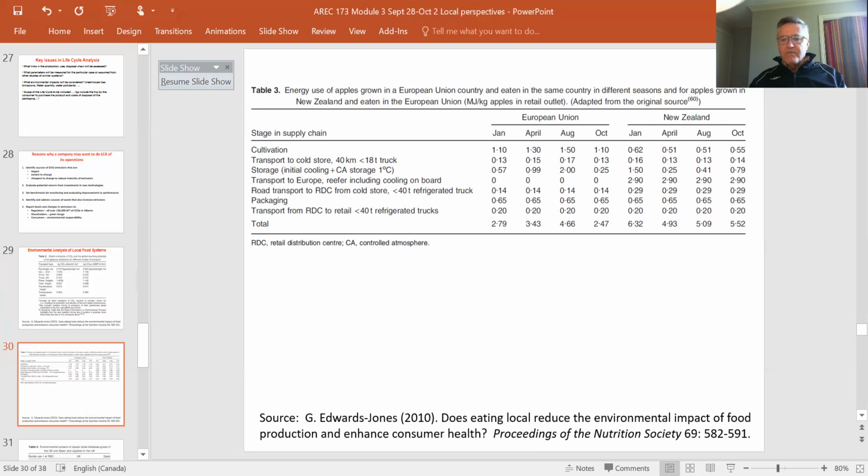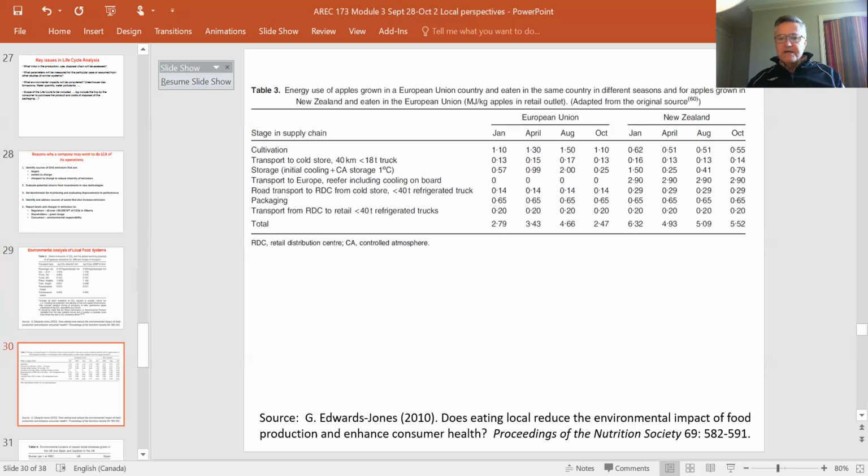So you can see there overall, in October, the total emissions from the European Union is 2.47. The total emissions associated with the New Zealand apple is 5.52. So in October, you're better sourcing from the European Union.